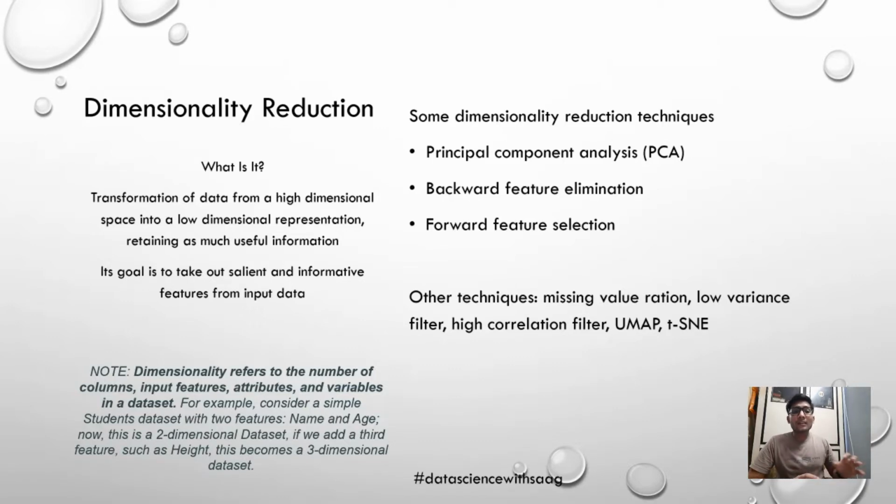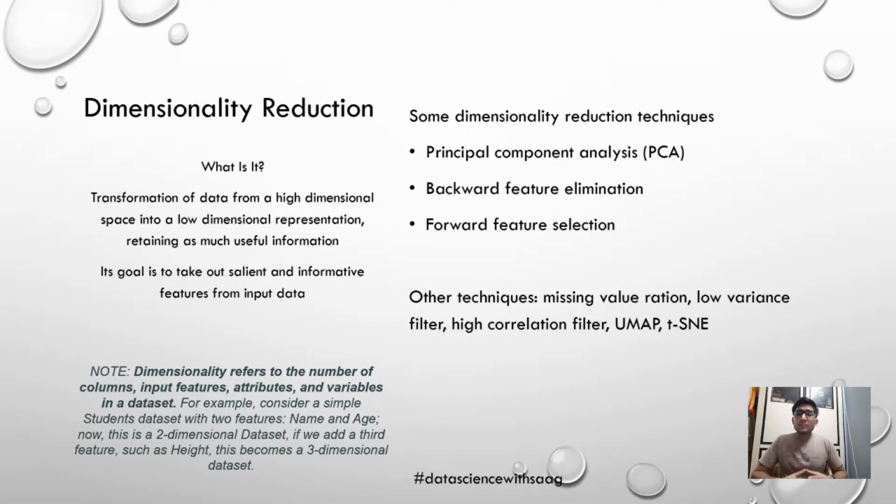What are some of the techniques of dimensionality reduction? The primary techniques are PCA, Principal Component Analysis, backward feature elimination, and forward feature selection. Other techniques include missing value ratio, low variance filter, high correlation filter, UMAP, TSNE, etc. In this lecture, we are going to talk in detail about PCA, Principal Component Analysis. But before moving ahead, let us understand backward feature elimination and forward feature selection.